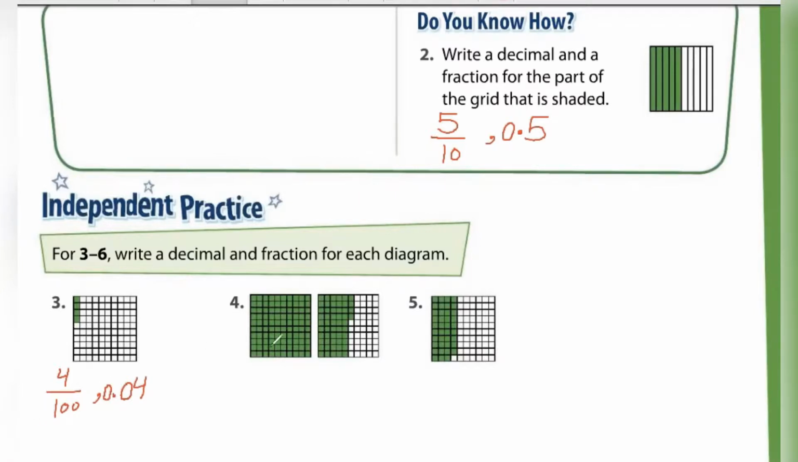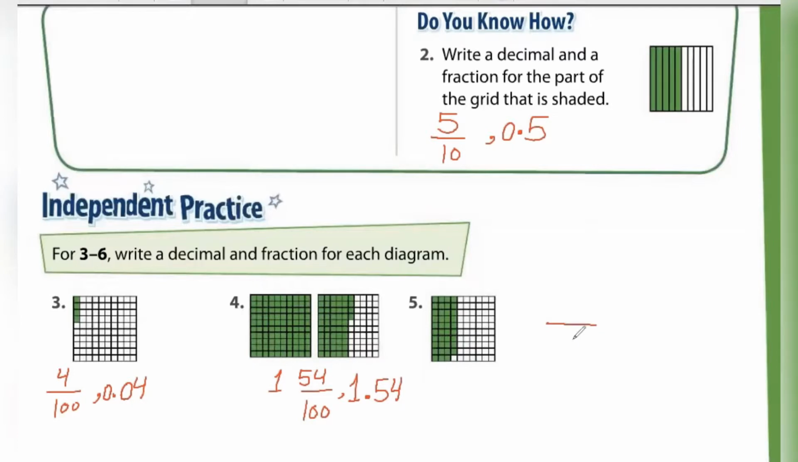Number 4, we have here one whole. I will write one whole. And here, how many shaded parts? 10, 20, 30, 40, 50, 54. I will write 54 out of this grid, which equals 100 square tiles. How can I write it as a decimal? I would write 1 as it is. Then I will put the decimal point. We have 54 hundredths. I will write 54 hundredths.